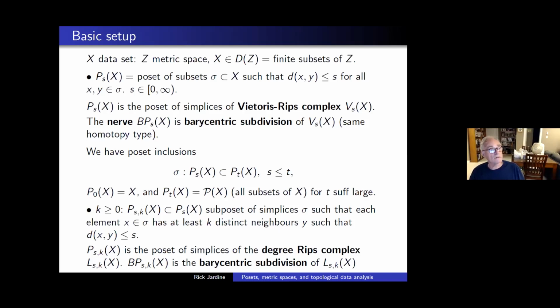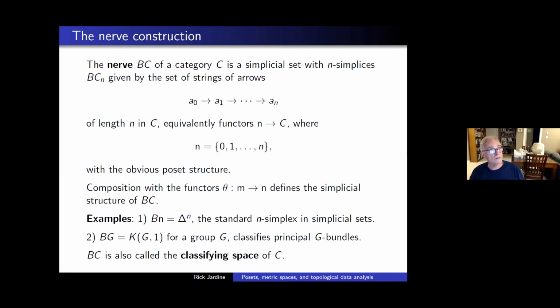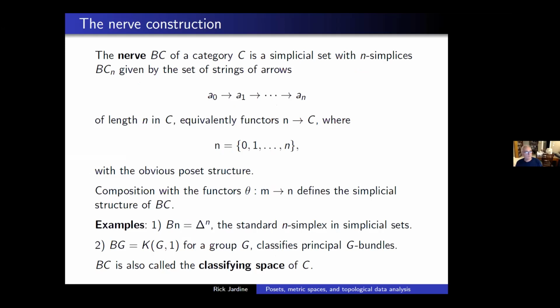Now, let me back up. I promised you a chat about what the nerve of a category is. I have these posets, they're categories in the obvious way, and the nerve of a category C is a simplicial set with n-simplices given by strings of arrows of length n, or equivalently maps from finite ordinal numbers n into C, where the finite ordinal number n is the numbers between 0 and n with the obvious poset structure. And composition with poset maps between these finite ordinal numbers defines the so-called simplicial structure of the nerve of C.